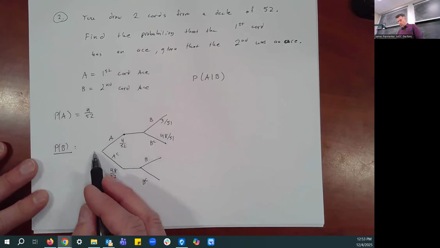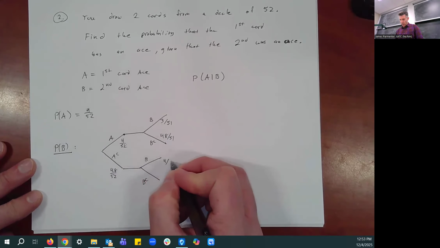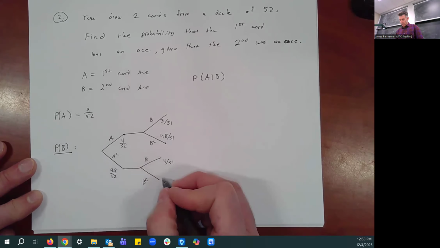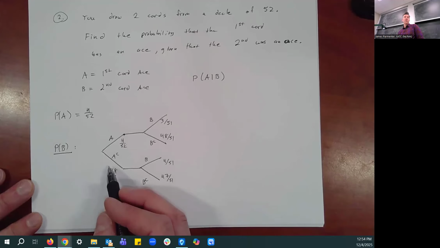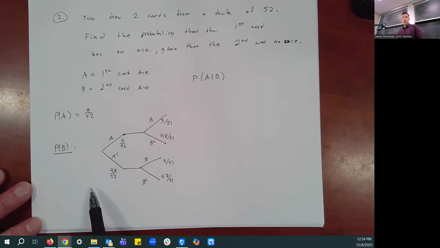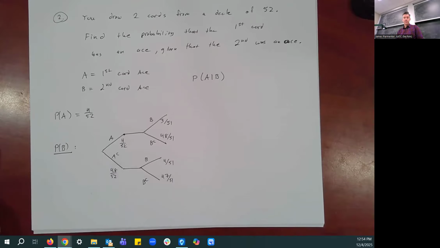Down here, if you didn't draw an ace first, then the probability the second card is an ace is 4 out of 51, and the probability the second card is not an ace is 47 out of 51. Right here, we didn't draw an ace first, so there were still 4 aces left in the deck. We drew some other card that wasn't an ace. There are 4 aces left in the deck and 47 cards that aren't aces.